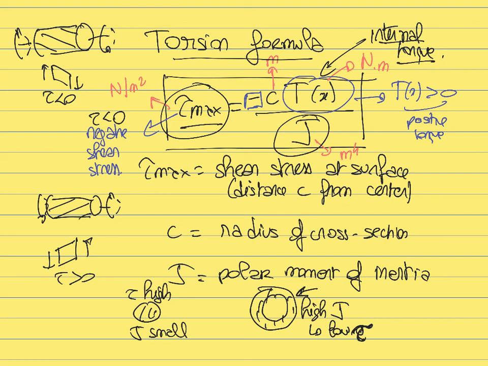Be careful that here potentially all those quantities can depend on x. The radius of the cross-section can depend on x if the cross-section doesn't have a constant radius. And the polar moment of inertia also can depend on x. So all those quantities can potentially depend on x.